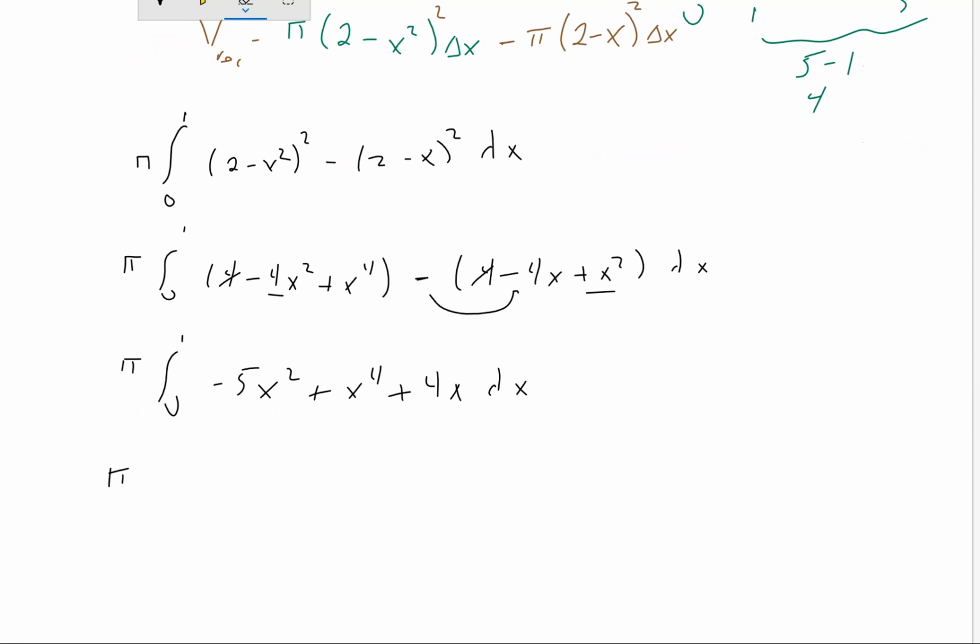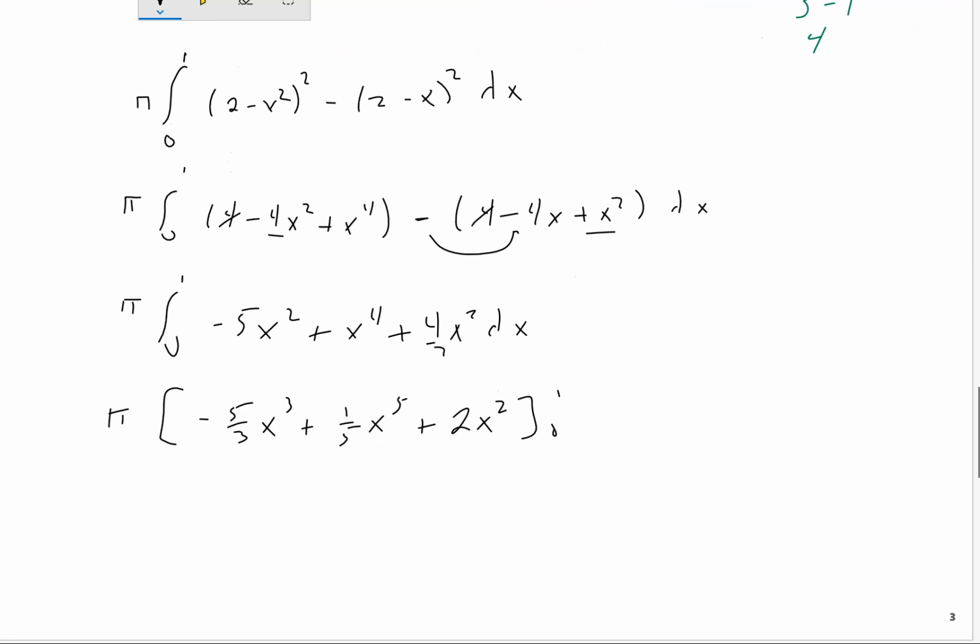And now we'll go ahead and find my antiderivative. Okay, so that's going to be negative 5/3 x cubed. Add 1 to the exponent, divide by the new exponent. 1/5 x to the fifth plus 2x squared, because we add 1 to this to get the 2, and then we divide by 2, right? And then we'll evaluate those at 0 and 1. Okay, and at 1, negative 5/3 plus 1/5 plus 2, minus, and then, well, if we put 0 in for all of those, we're still just going to get 0.